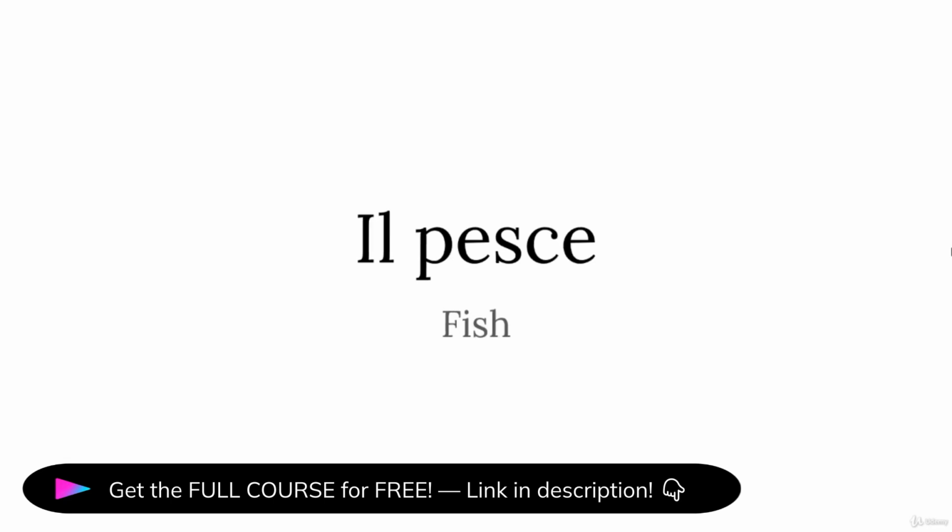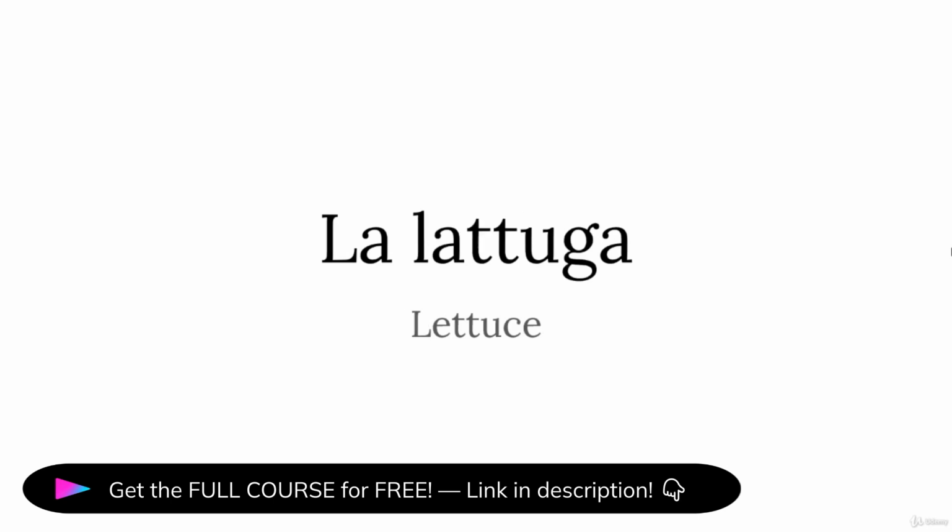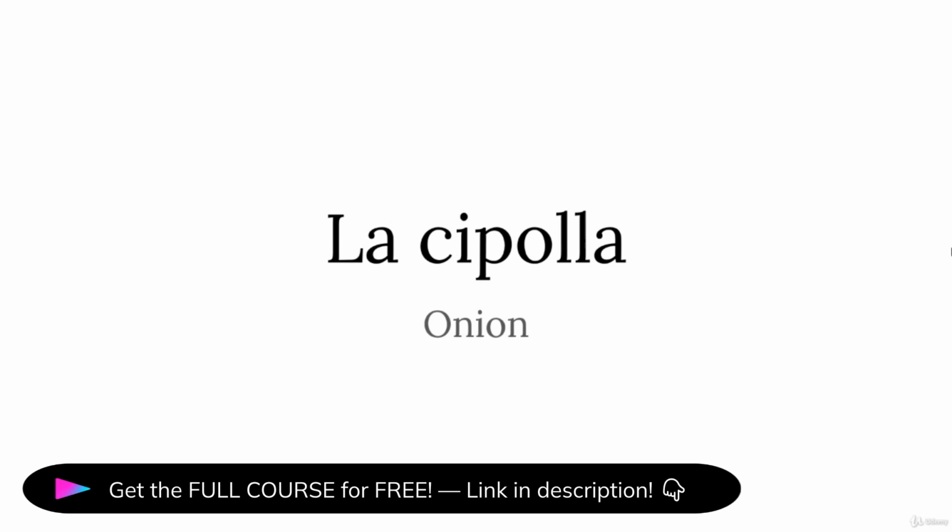Okay, great. The fish, il pesce. Perfect. Then we have the vegetables, la verdura. So it's a feminine word. Okay, great. The lettuce, la lattuga. Great. The onion, la cipolla. And it's a feminine word.